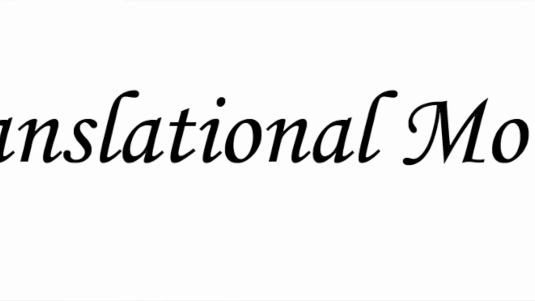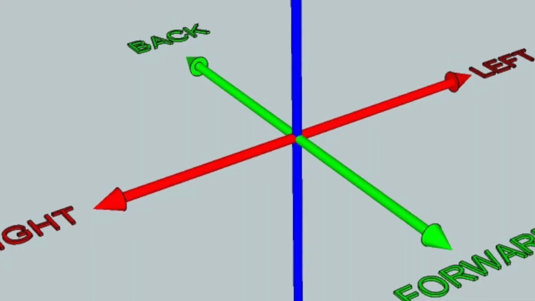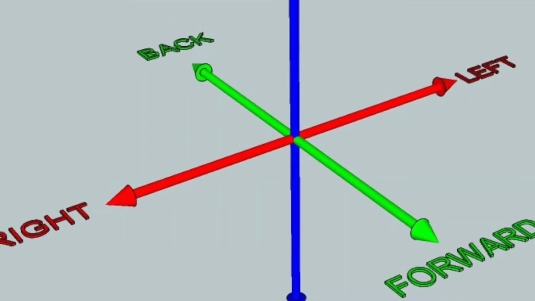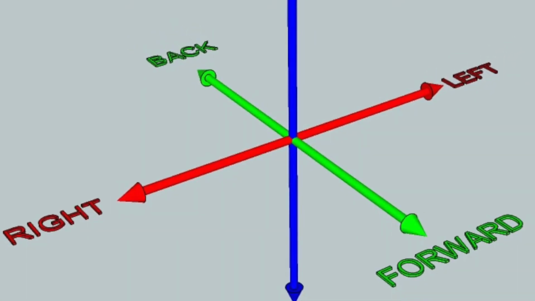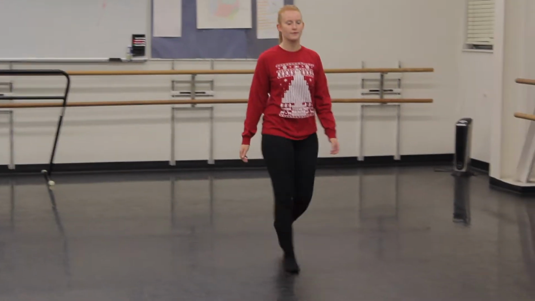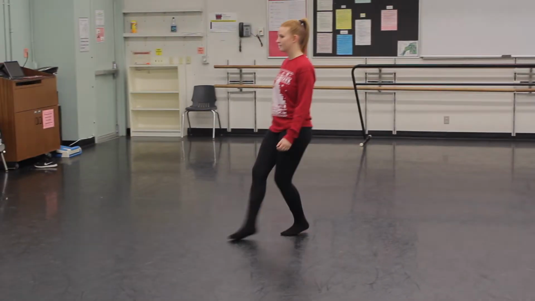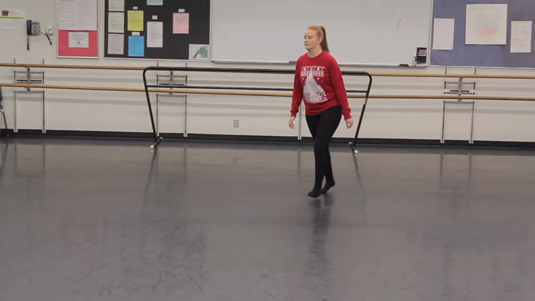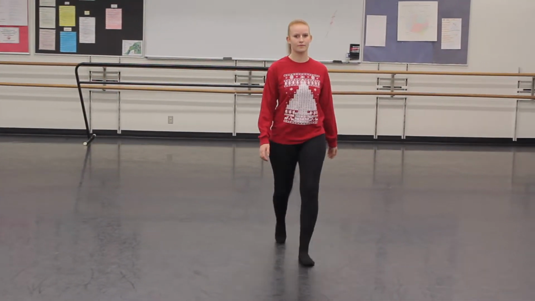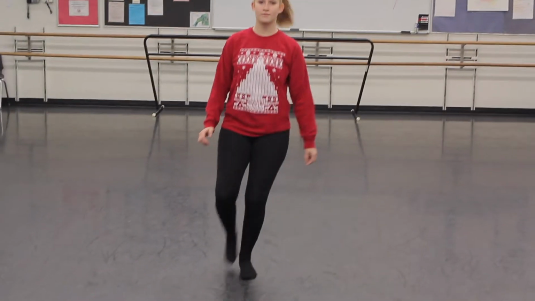Translational motion is any motion along the three planes, x, y, and z. Now, let's think of a dancer as a whole molecule. Here, we see a dancer moving side to side, back to front, and in and out of space. This is an example of translational motion. For translational motion, there are always 3 degrees of freedom.